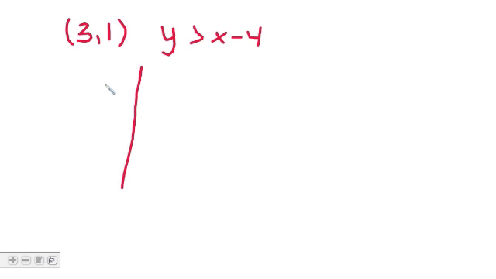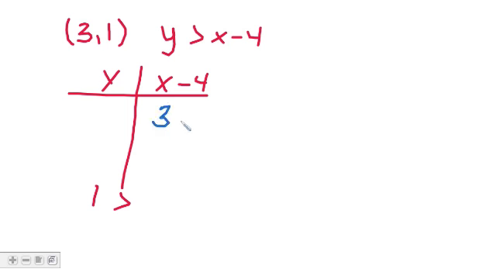Here's our solution pair, 3, 1. And here's our equation. y is greater than x minus 4. Okay, again, let's make our chart, hopefully with a better line than I'm drawing there. Okay, we have y, and then we have x minus 4. Now, what does it need to say? It needs to say that y is greater than. All right, well, what is our y? Our y is 1. So 1 needs to be greater than whatever I get over here.